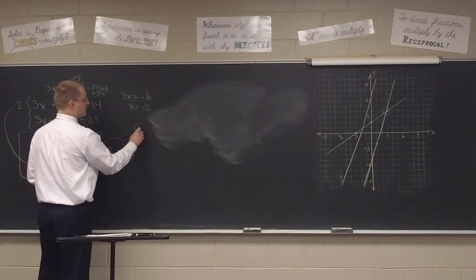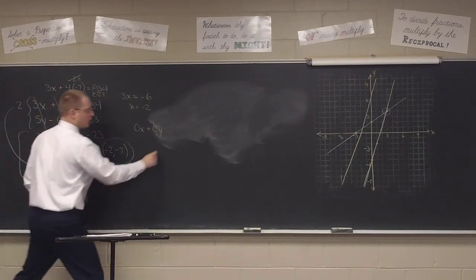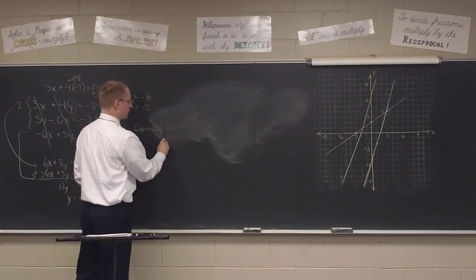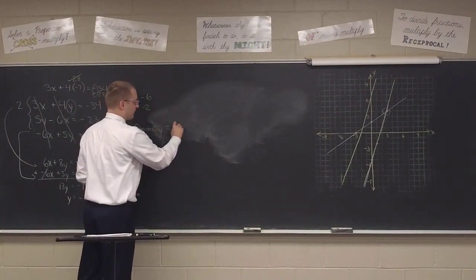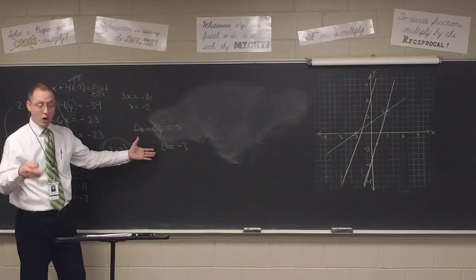And you can spot that if you solve this way. If you happen to get 0x plus 0y, meaning x's cancel, y's cancel, equal some number other than 0, because essentially you're getting 0 equals something. I don't know, maybe it's 5, maybe it's negative 3, whatever. Well, that would be an inconsistent system, no solution.